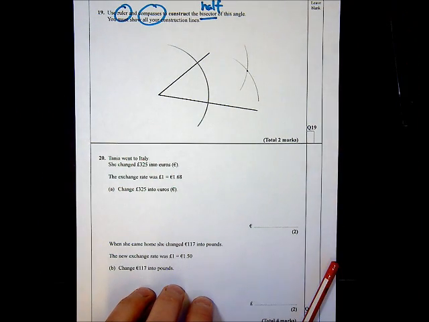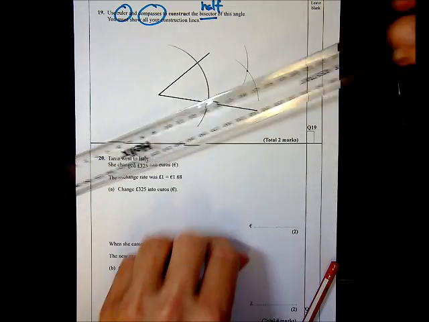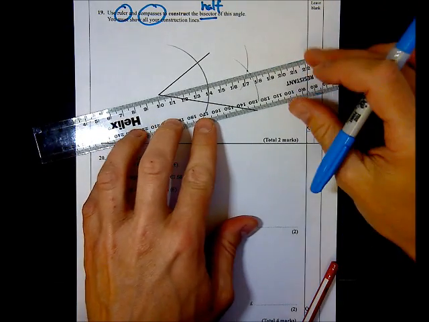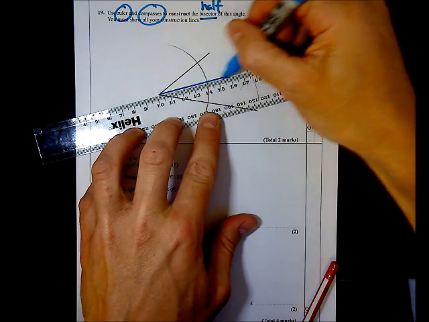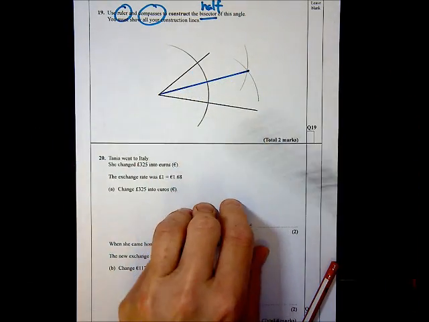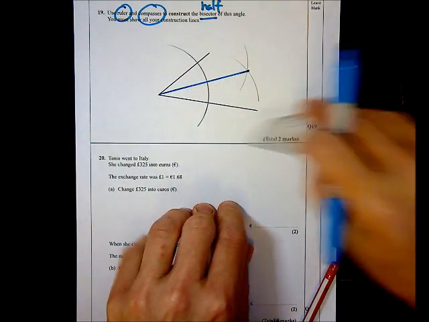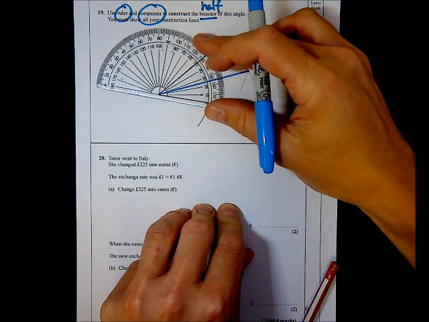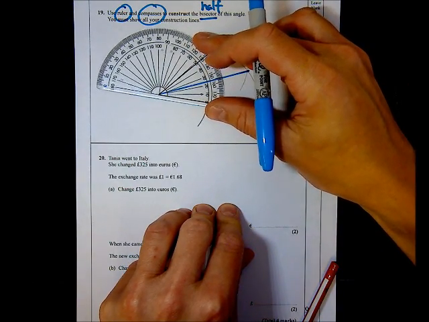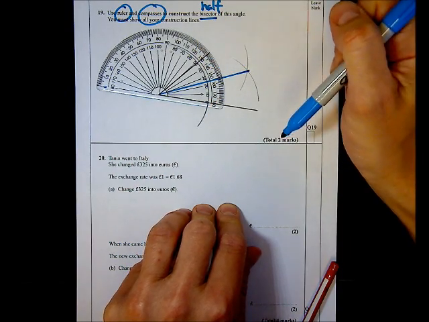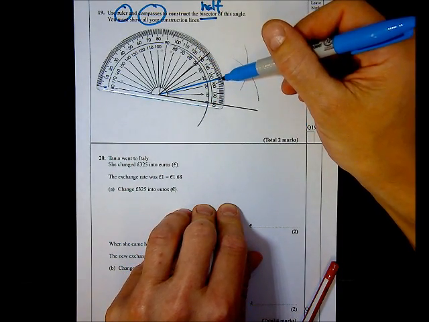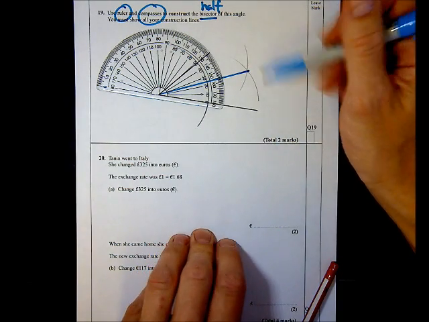Now, if I take my ruler and join that point to the vertex of the angle, I will have split the angle in half. And as ever in the exam, I should be able to then roughly check that with my protractor. The original angle was in the region of 49 degrees, and the angle I've drawn on is roughly 24. So I have bisected that angle.